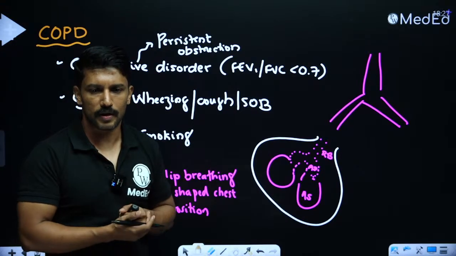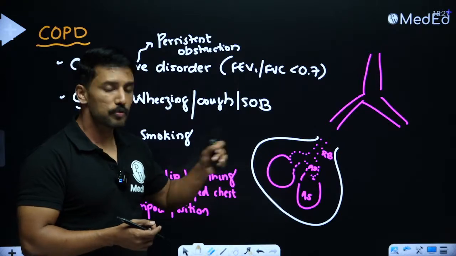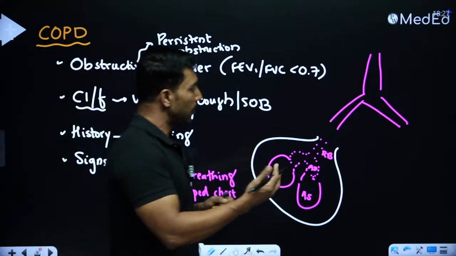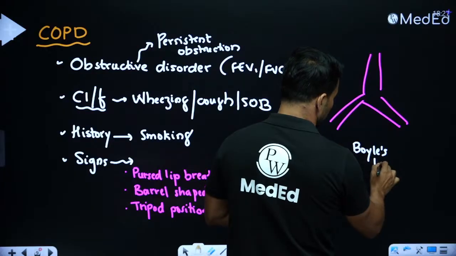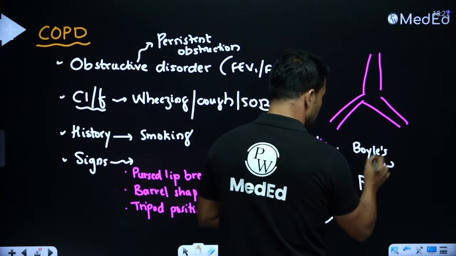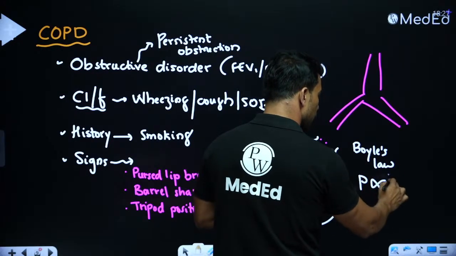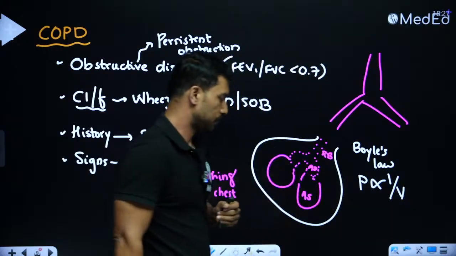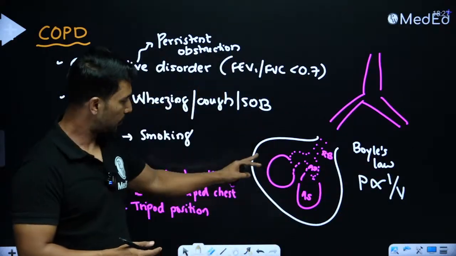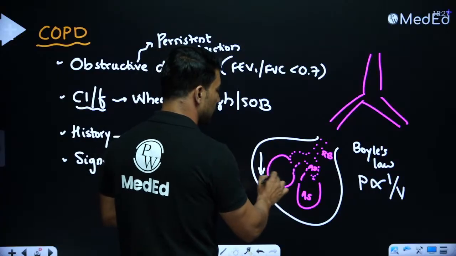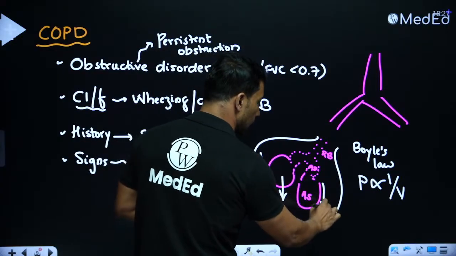Then only I will call it as emphysema. What happens to pressure inside it? You might have studied about this Boyle's law in your chemistry and physics as well, which says that in a container or a chamber, pressure is inversely related to volume. So if volume increased, pressure decreases. So pressure generally in these emphysematous parts of the lung is low.